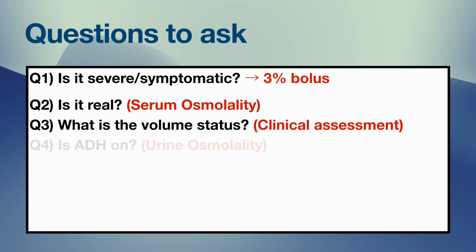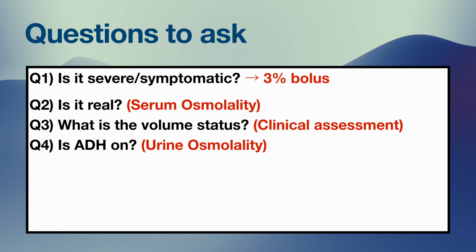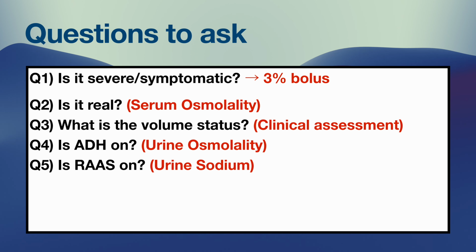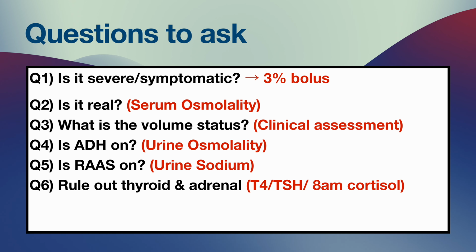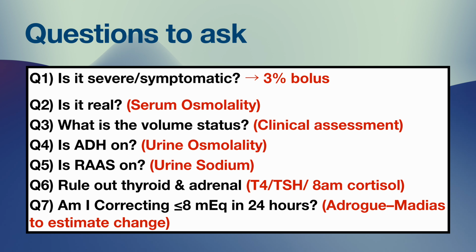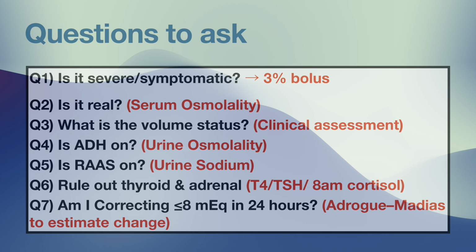Assess clinically. Fourth, is ADH on? Check urine osmolality. Fifth, is RAAS on? Check urine sodium. Sixth, is hypothyroidism and Addison ruled out? And last and most important, am I correcting it at less than 8 in 24 hours if there is no emergency? Use the Adrogue Madias equation to help, but always monitor to prevent overcorrection.